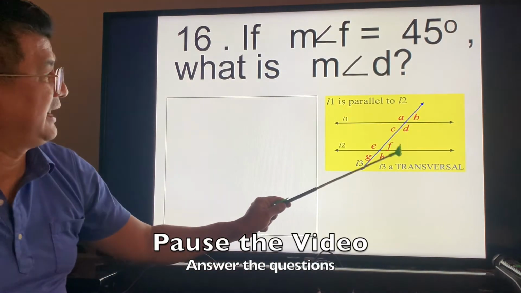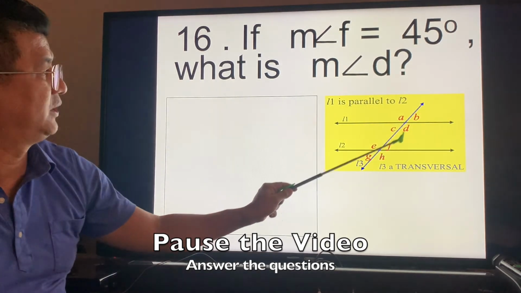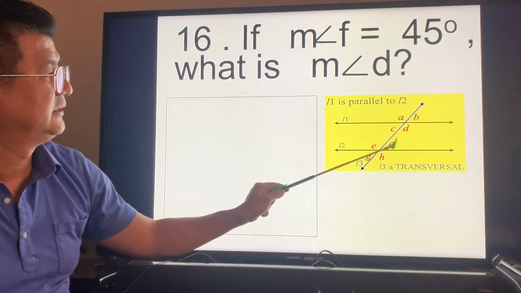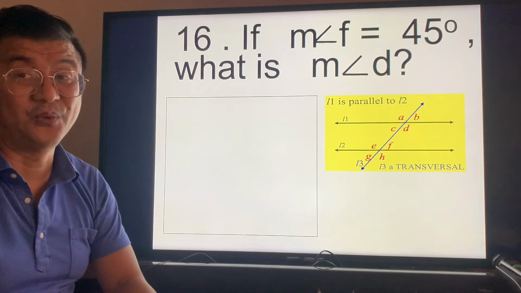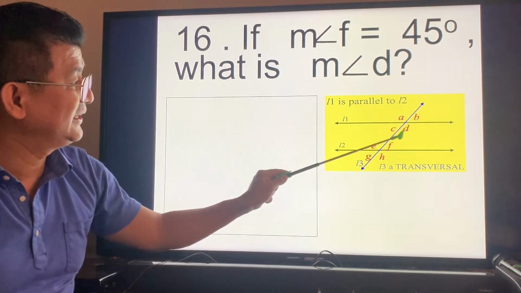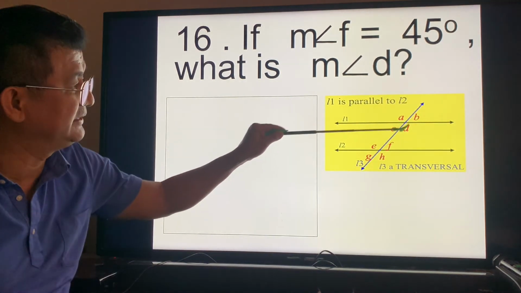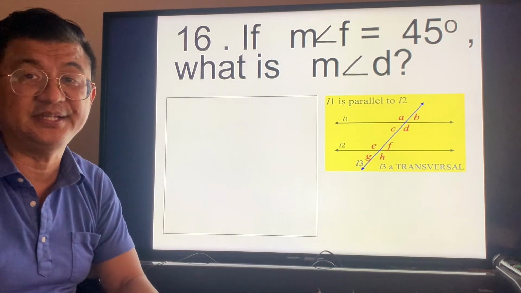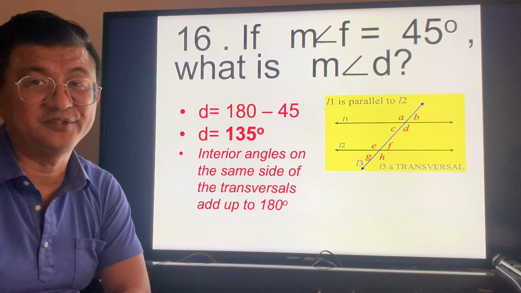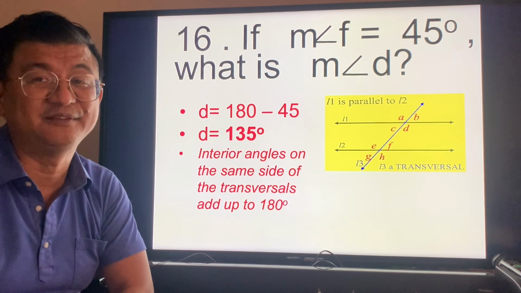F is 45. If F is 45, what is D? So what will you do? They are interior angles but not opposite. They're on the same side. They add up to 180. So that's 180 minus 45. You get 135 degrees.